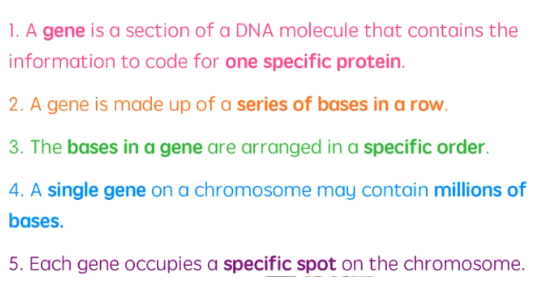Each gene occupies a specific spot on the chromosome. So it has a little area where it always will be in every single human if it's the gene that codes for how to produce a skin cell, something like that.